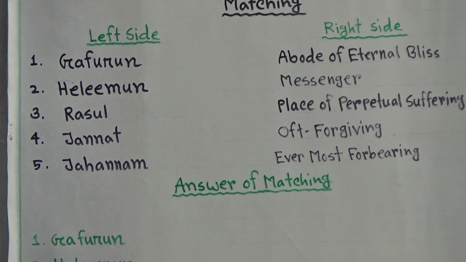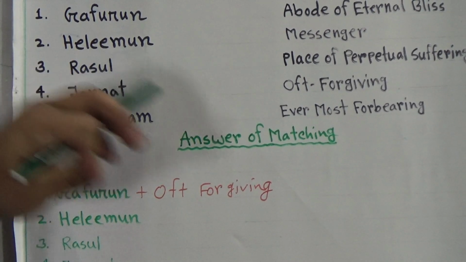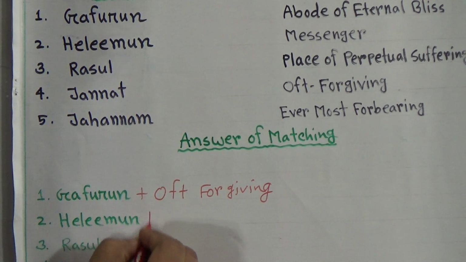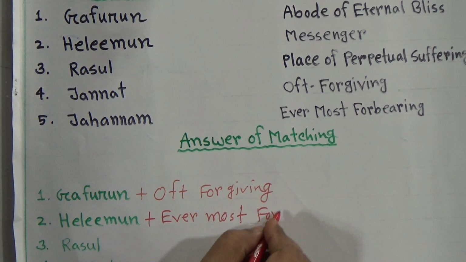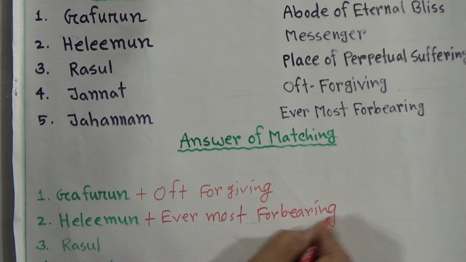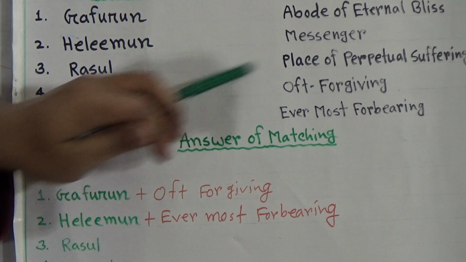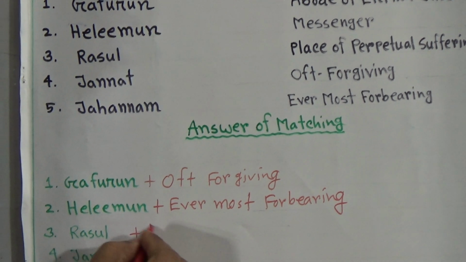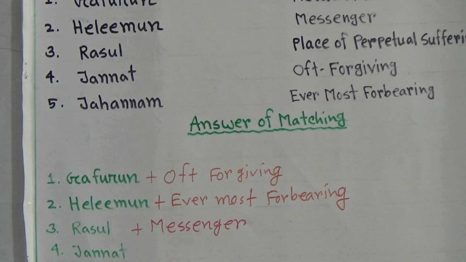Ghafurun plus often forgiving. Now number two, Halimun. Halimun, it will be ever most forbearing. Now number three, Rasul. It's very easy. Rasul means messenger, this word. So Rasul plus messenger.